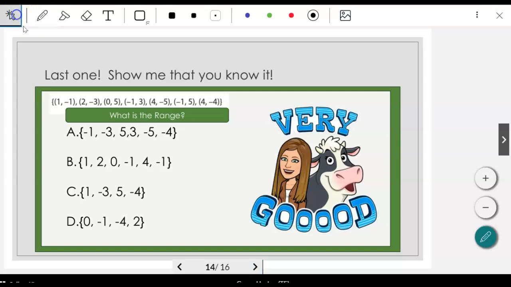All right, last one. So we've got a list of numbers. What is the range? So it's the second number. We've got -1, -3, 5, 3, -5, and -4. So even though it's not listed twice, this represents all the numbers. So we'll go ahead, it's A.